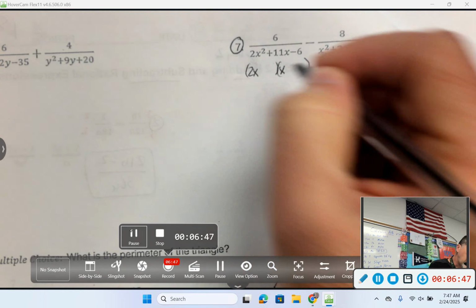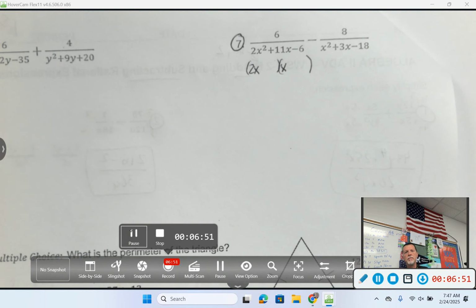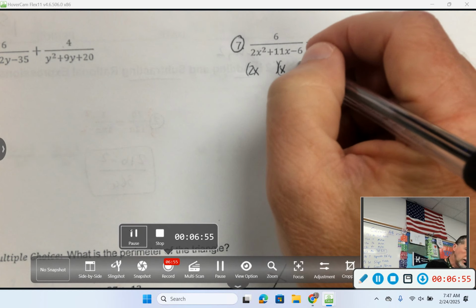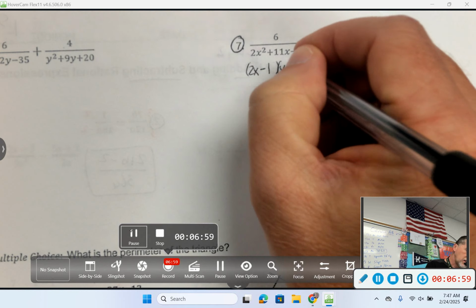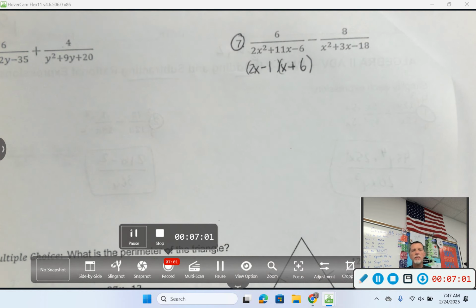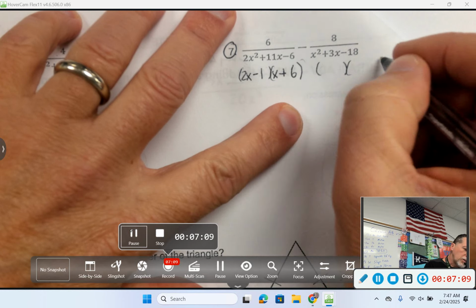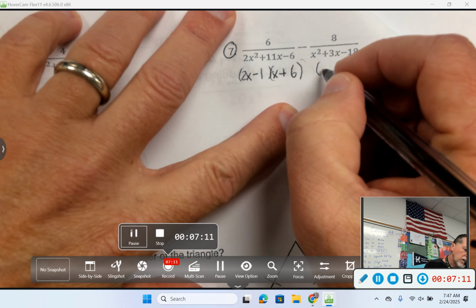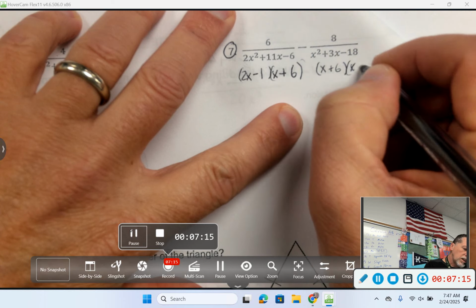So 2x and x. 6 and 1, because 12 minus 1 is 11. Yeah, 12 minus 1 is 11, and negative 6 times negative 1 is negative 6. The other one should be easier because there's no lead coefficient there. 6 and 3.